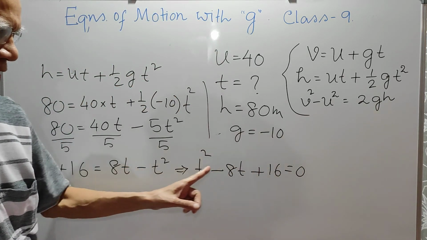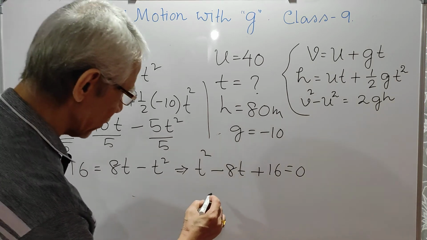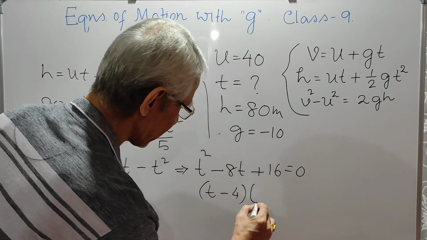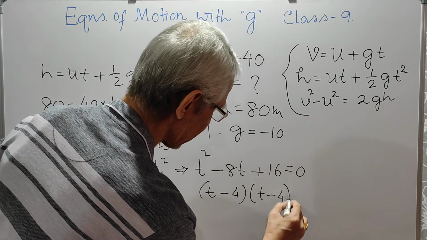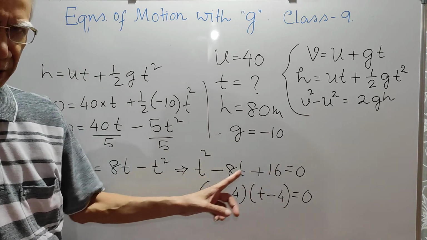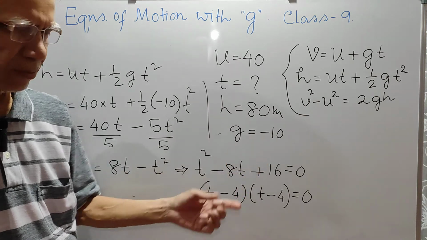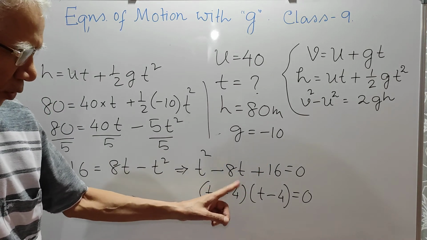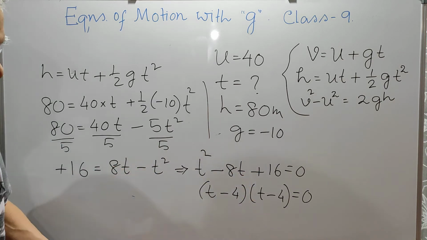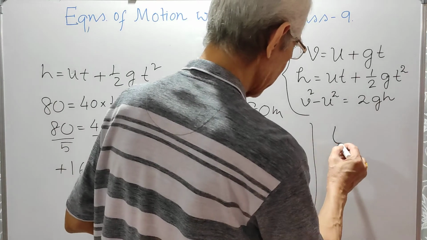Now you can factorize it by the middle term method. Actually it is a perfect square. So it is t minus 4 whole square. If you factorize by middle term method, you will get t minus 4, t minus 4. And if you use the perfect square formula, it is t minus 4 whole square: a minus b whole square equals a square minus twice ab plus b square. So from here what do we get? T equal to 4.